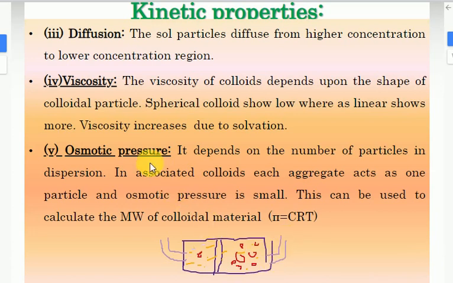This is known as osmotic pressure. This process is called the osmosis process. It depends upon the nature of the particles in the dispersion. Okay, in associative colloids, each aggregate acts as a single particle only. The pressure developed is called osmotic pressure only. Already we discussed this in solutions.